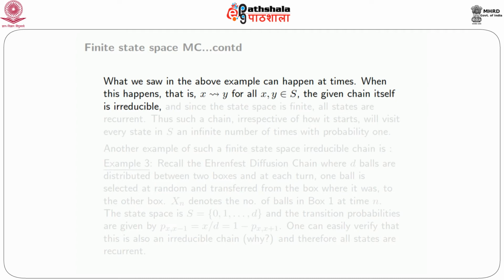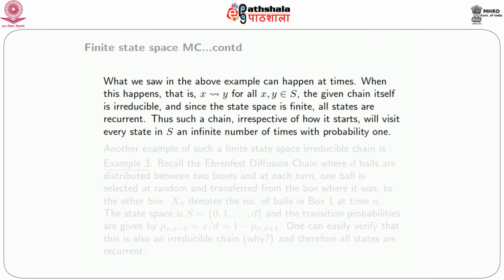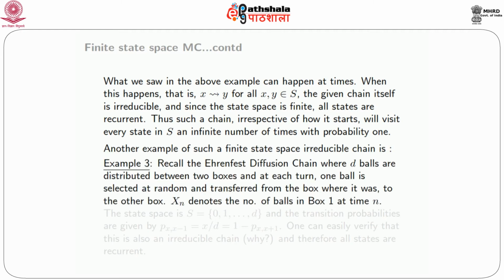Now, when this happens, that is, if x leads to y for all x, y in S, the given chain itself is irreducible. And since the state space is finite, all states are automatically recurrent. Thus, such a chain, irrespective of how it starts, will visit every state in S an infinite number of times with probability 1. Another example of such a finite state space irreducible chain is this example 3.